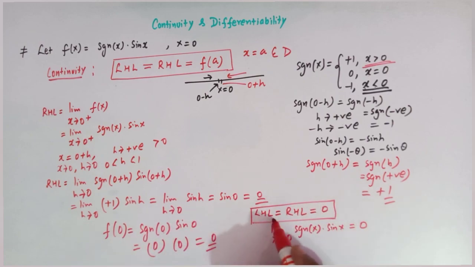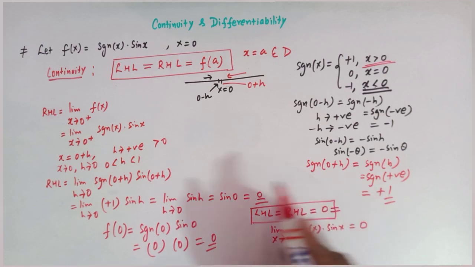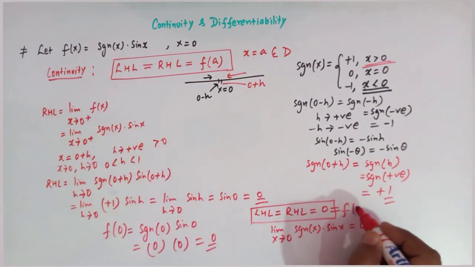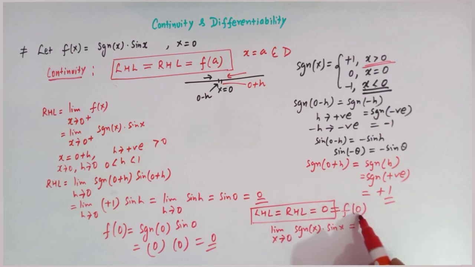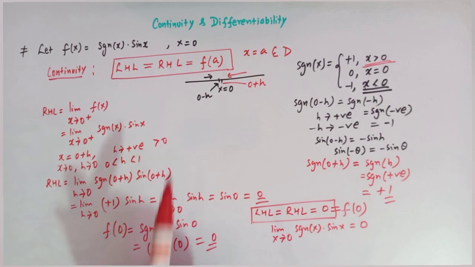So we have 0, right? The left hand limit is equal to the right hand limit, both are equal to 0, and so is our f of 0. So both these limits are equal to the value of the function at x equal to 0. So we can now claim that this function is continuous at x equal to 0, right?